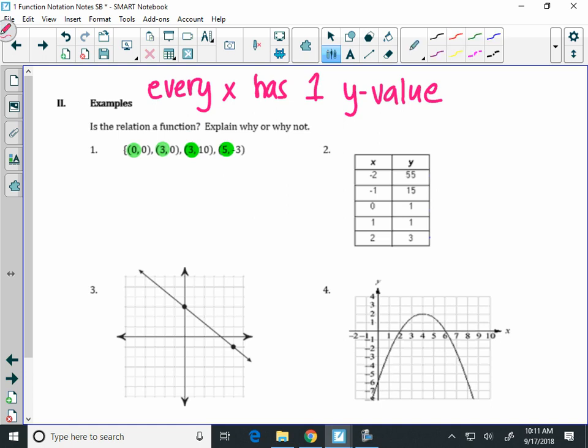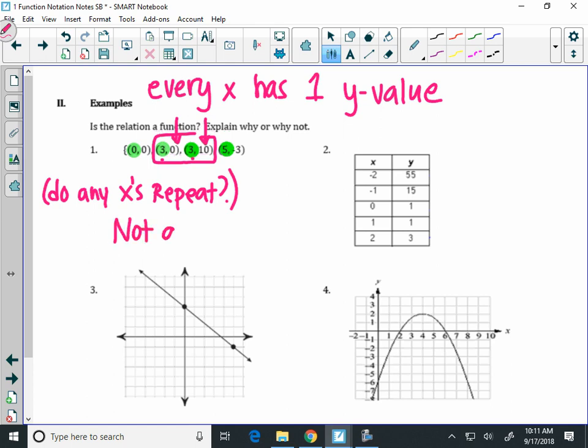First thing, when you look at this set of ordered pairs, you need to figure out, do any x's repeat? That's your first question to say to yourself. Well, notice here, the x value of 3 repeats in both of those ordered pairs. And there are different outputs, different y values. That breaks the definition, because the definition says every x is only one y value, and this had 2 different ones. So in number 1, we are not a function.